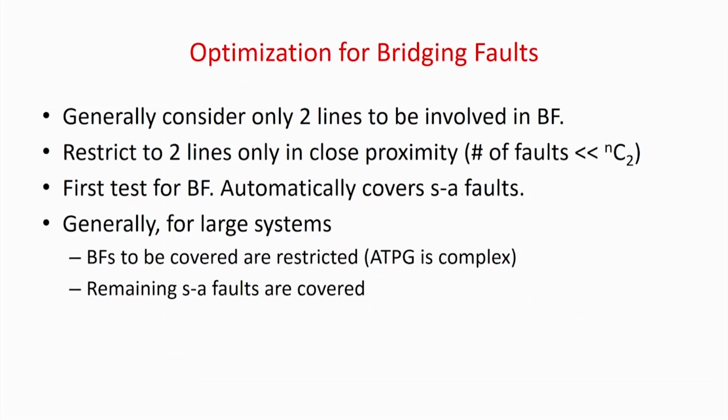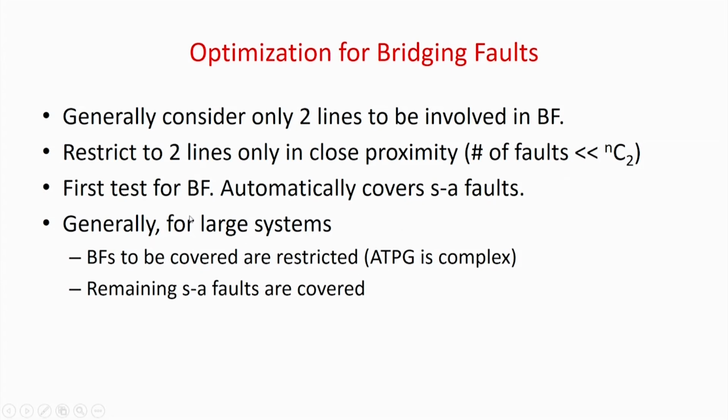So basically, as I was saying, what optimizations do people make? They generally consider only 2 lines at a time, and those also in close proximity, because otherwise if you take all combinations of faults, NC2 will be a very large number. So basically you first test for bridging faults, and automatically it will cover a large number of stuck-at faults.